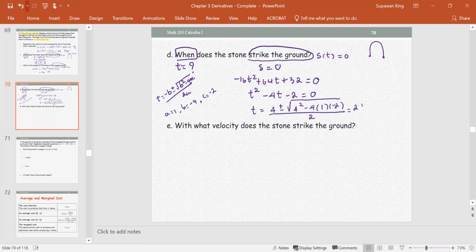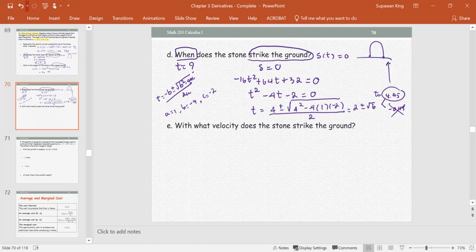Simplify the numbers to get 2 plus or minus the square root of 6, or we get the numbers 4.45 and negative 0.45. For the application problem, t has to be greater than or equal to 0. So our answer is t equals 4.45 seconds. Disregard the negative number. So it takes 4.45 seconds to strike the ground.